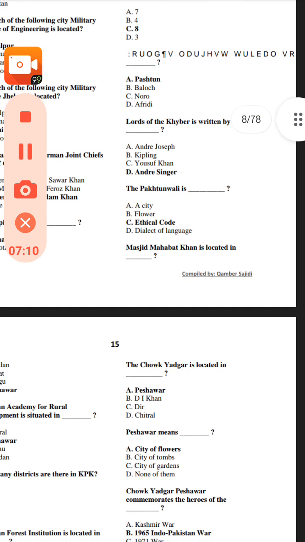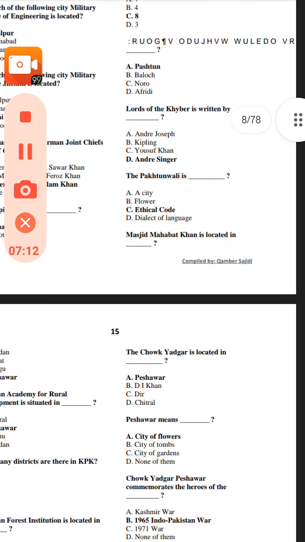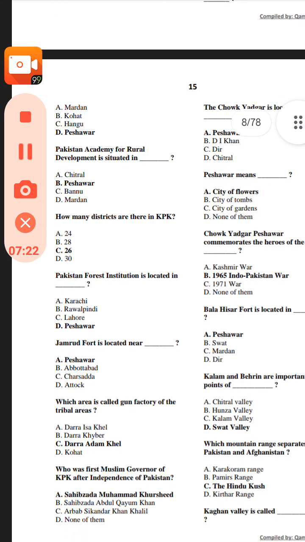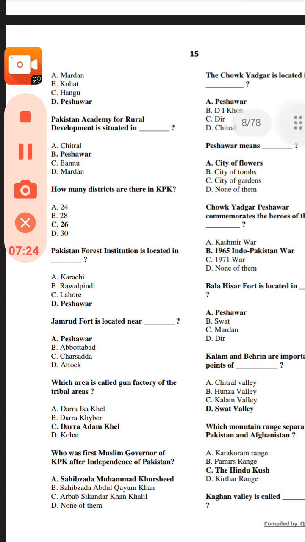The book Lord of the Khyber is written by Andrew Singer. The Pashtun Wali's ethical code. Masjid Mahabat Khan is located in Peshawar. The Pakistan Academy for Rural Development is situated in Peshawar. How many districts are in KPK? 26. The Pakistan Forest Institute is located in Peshawar. Jamrud Fort is located near Peshawar.